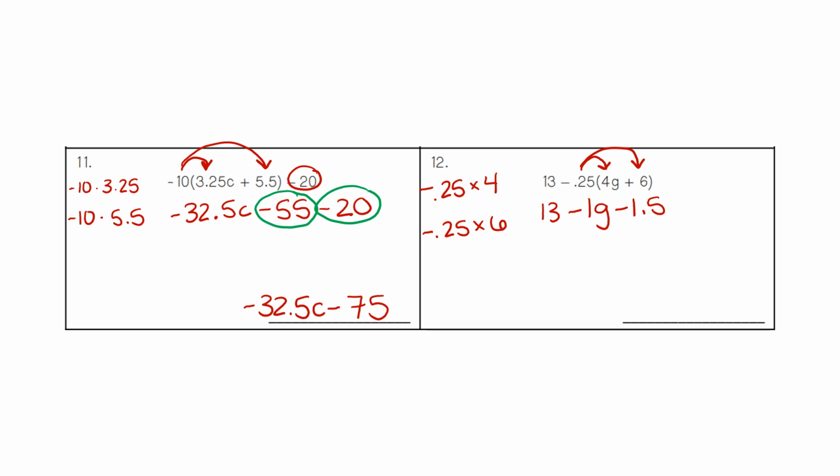We can then combine the like terms, which would be the 13 and the negative 1.5, because they do not share the variable g. The negative 1g would stay the same, as it is not part of the like terms. And when we combine the 13 and the negative 1.5, we end up with 11.5.